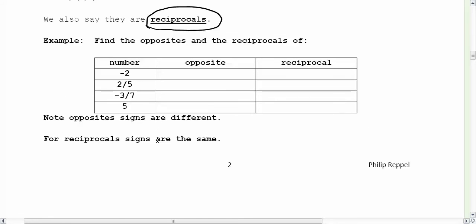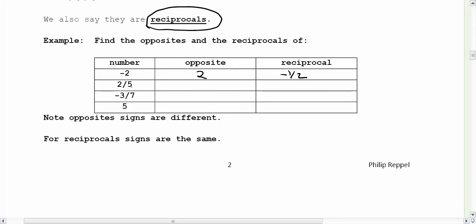So again, stop the video. Try it out. Alright, minus 2. The opposite of minus 2 is going to be the number 2, because when you add them, you get 0. The reciprocal is going to be minus 1/2. Minus 2 times minus 1/2 is 1. Remember, you've got to get a positive 1. I'm going to make a note about the signs in just a minute.